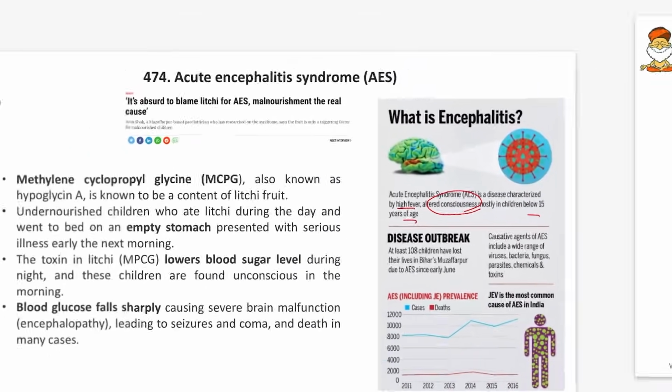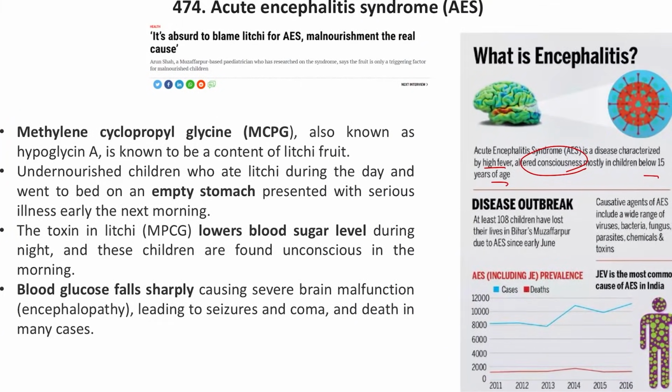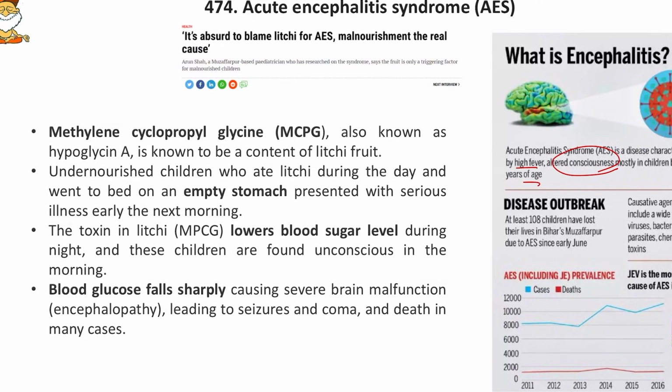And then what was the cause of this acute encephalitis syndrome breaking out in India? Friends, we know that this was due to eating lychee fruit. Methylene cyclopropyl glycine, also known as hypoglycin A, is known to be a content of lychee fruit. So, this lychee fruit contained methylene cyclopropyl glycine or hypoglycin A, and undernourished children who ate lychee during the day and went to bed on an empty stomach presented with serious illness in the early morning. So, this lychee fruit or this methylene cyclopropyl glycine was the cause of this encephalitis.